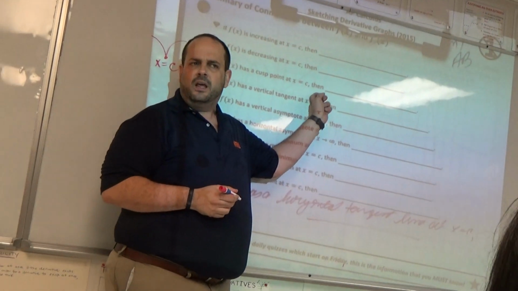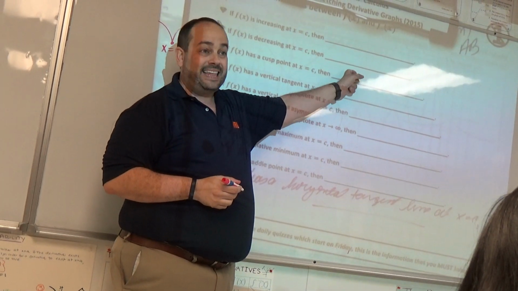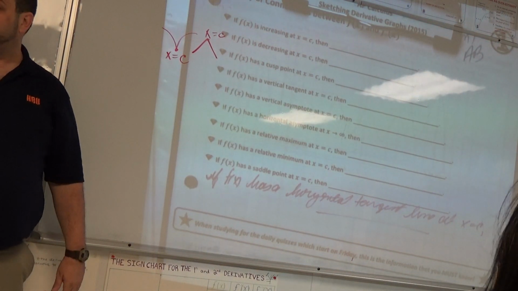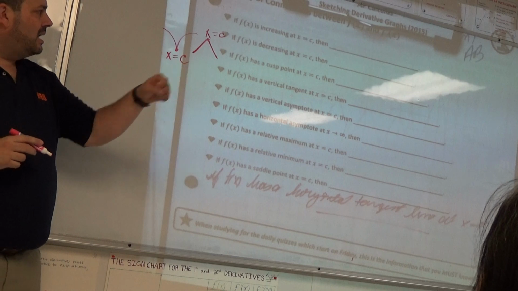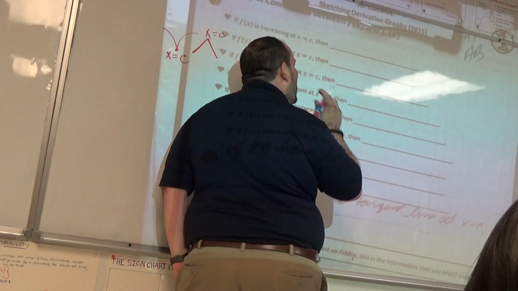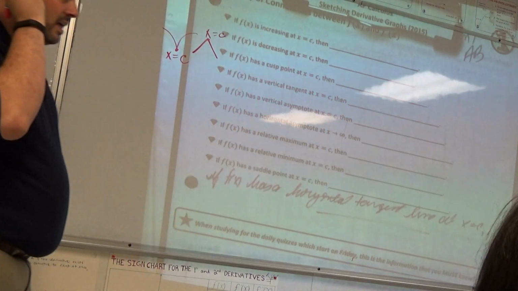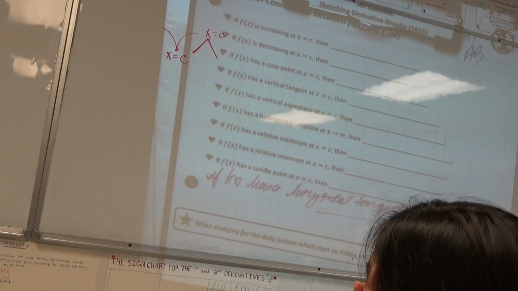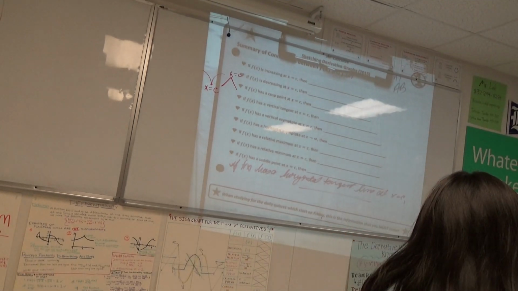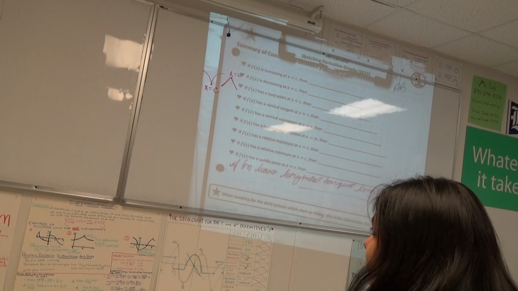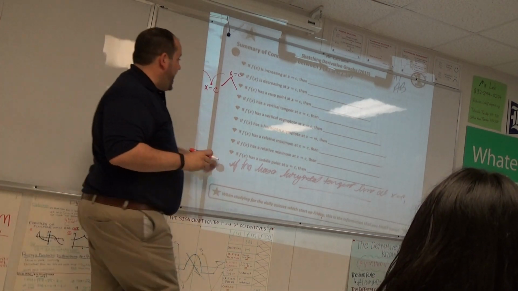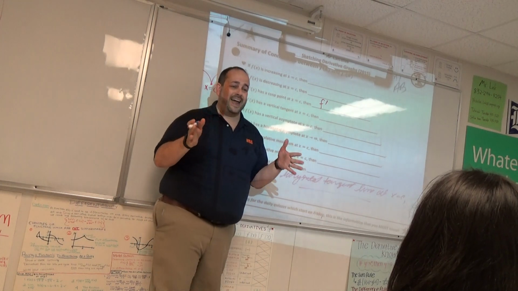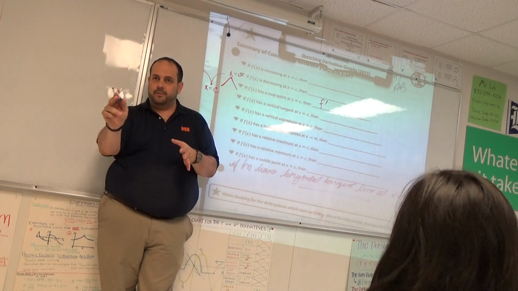If f has a cusp point, then what do we know about f prime at that point? I want to get some hands on that. I see 1, I see 2, I see 3, I see 4, I see 5. Salma, what do you know about f prime? It's not differentiable. The function is not differentiable. You're right. If you have a cusp point, the function is not differentiable, and we don't use the word "it" ever. I want to know about f prime. I agree cusp point means not differentiable, but what do we know about f prime? There's something that you know.